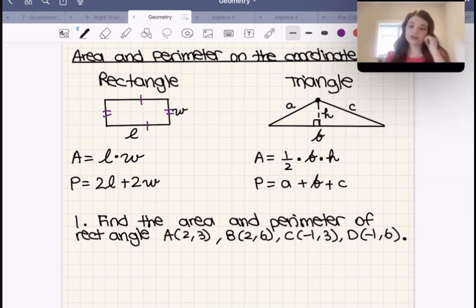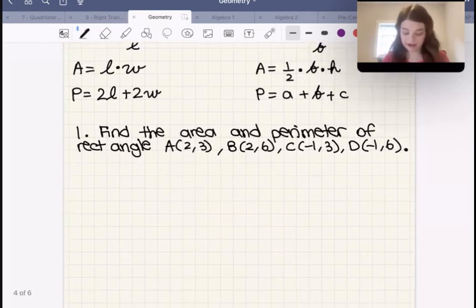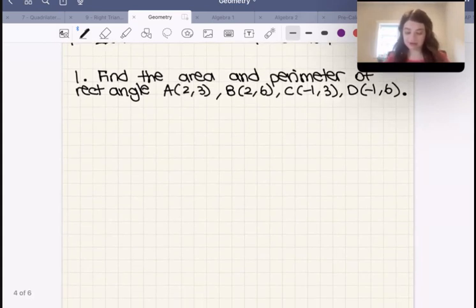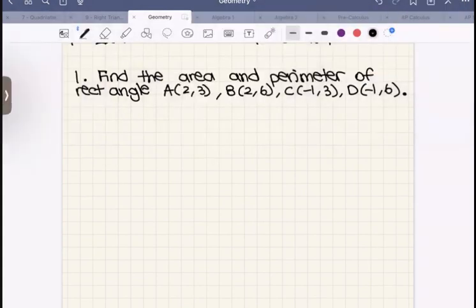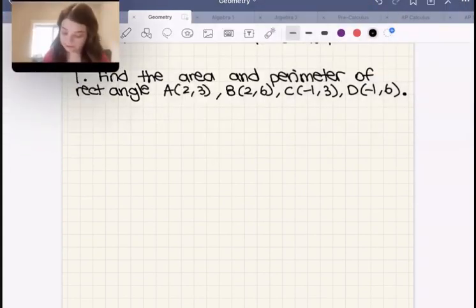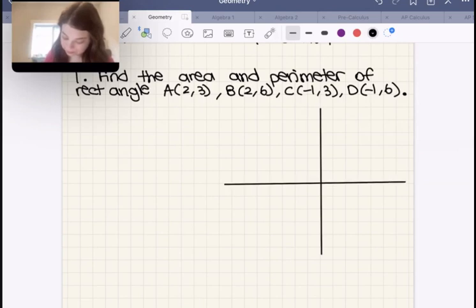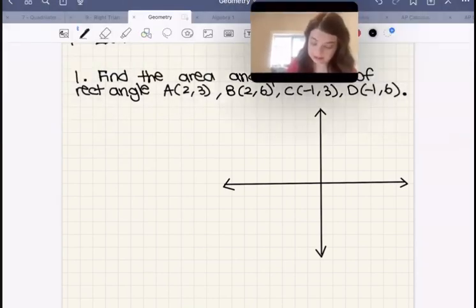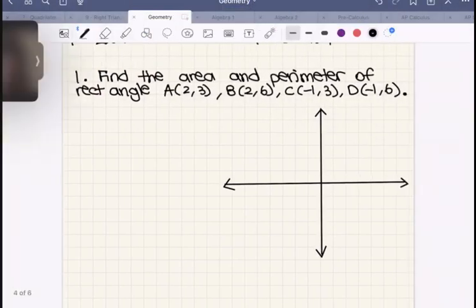All right, so now I'm going to do some examples with the coordinate plane. Here it says find the area and perimeter of this rectangle with these points from A to B, from C to D, etc. So what I'm going to do here is draw this on the coordinate plane. I would like to know what this rectangle looks like on my coordinate plane. So that's my first step, let's just draw it.